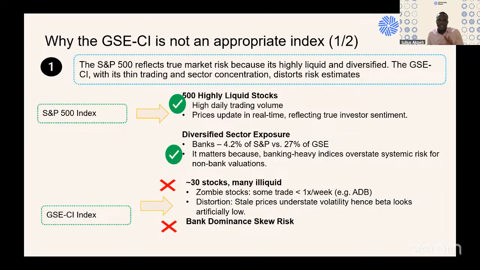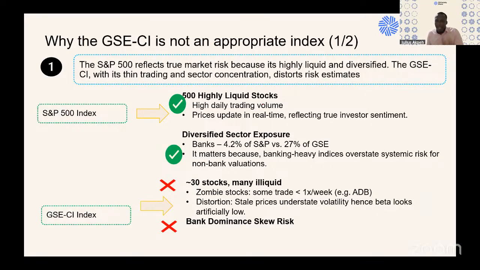Now, diversified sector exposure as well. The S&P 500 has 500 large companies in the United States, and when I did a calculation, only 4.2% of the S&P index is made up of banks. In Ghana, about 27% of the GSE is made up of banks. So you see the dominance: in the Ghana market, the banks dominate, and they are going to render the beta not quite relevant, right?